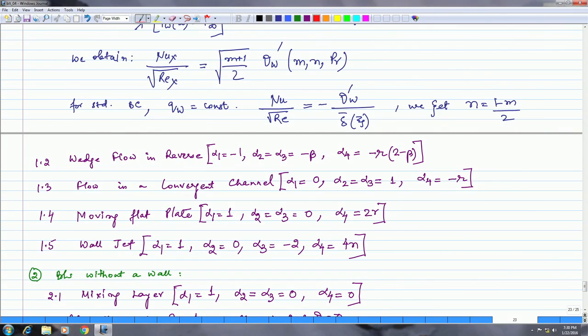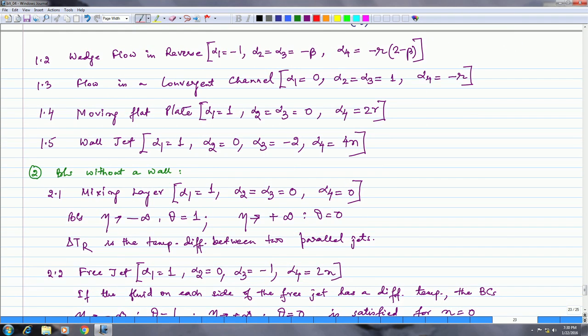So let's take a particular case where, for example, I have a fluid in a convergent channel. So alpha 1 is 0, alpha 2 is 1, alpha 4 is minus r, right? And then try to interpret the velocities and the temperature output that you get in terms of the actual physical flow in a convergent channel. So that really is the objective.